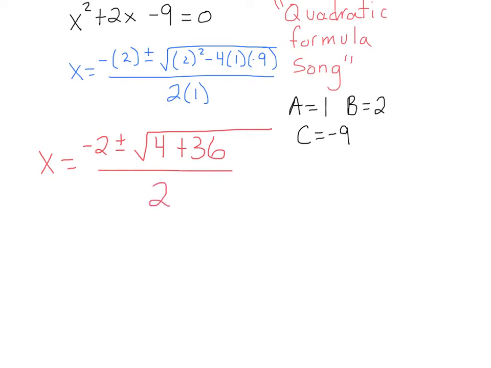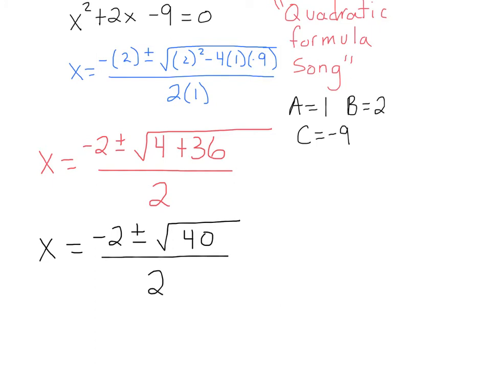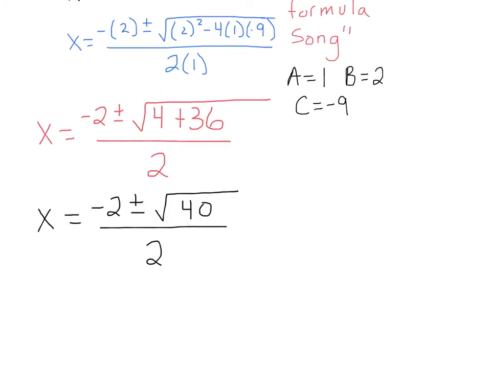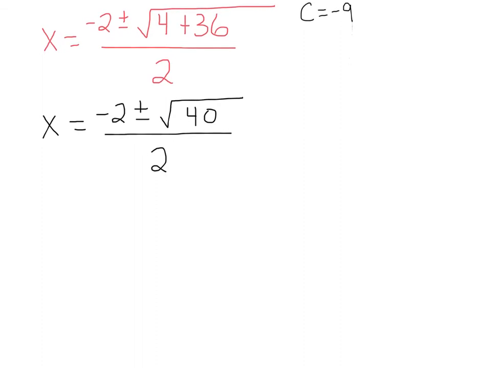Now, if you didn't understand as we went, pause and think about it for a second. So let's continue our work. Now what we need to do is simplify what's under this radical. So I have x equals negative 2 plus or minus the square root of, and 4 plus 36 is 40, and that's all over 2. Okay, let's continue our simplifying. We need to simplify the square root of 40.